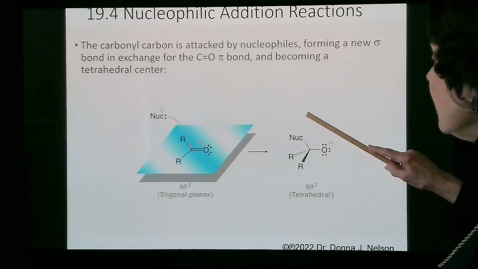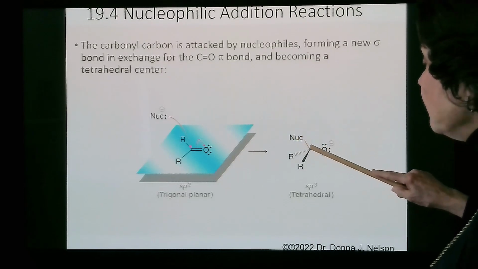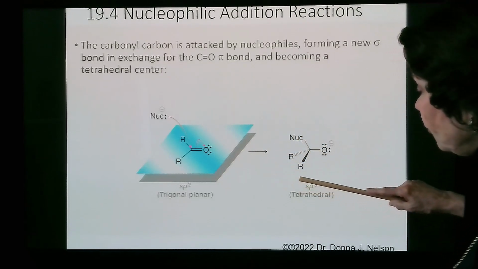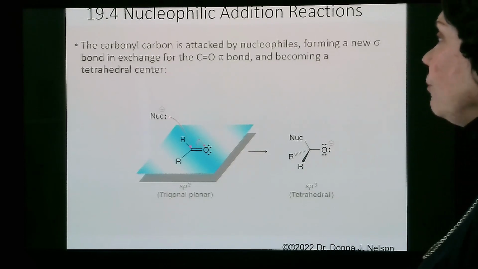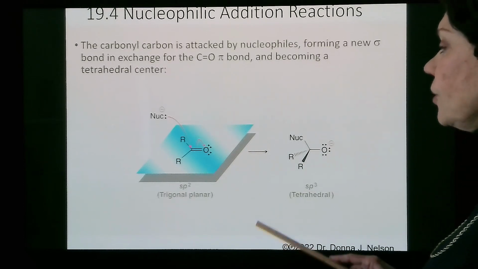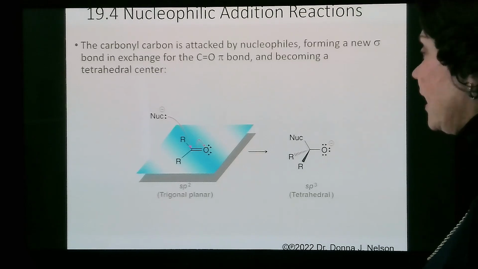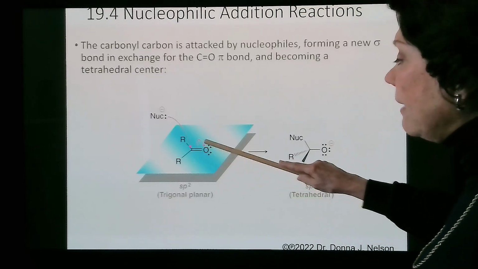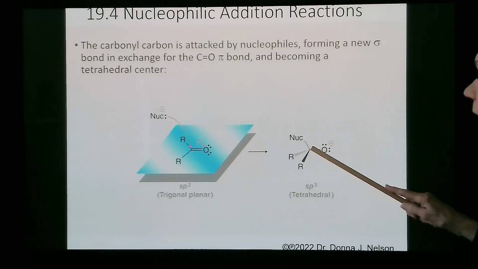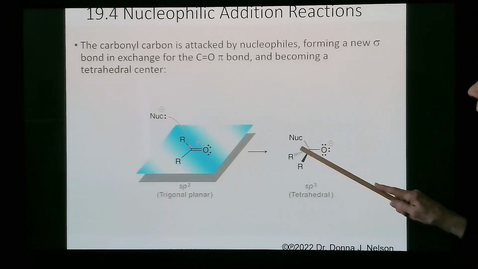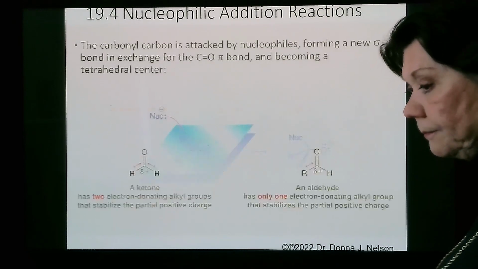And so you see the nucleophile comes in from the top. It could have just as easily come in from the bottom. One side is not preferred over the other. So this sp2 hybridized carbon and the planar molecule are converted to an sp3 hybridized carbon and a tetrahedral molecule.